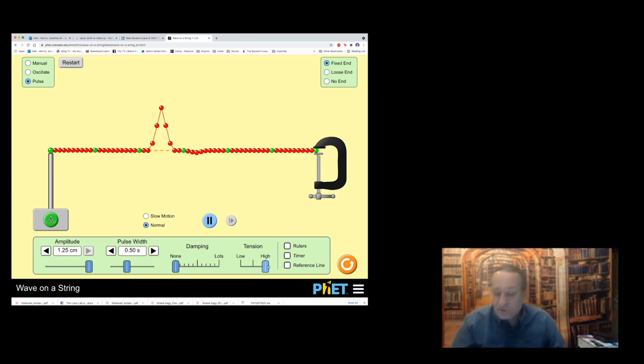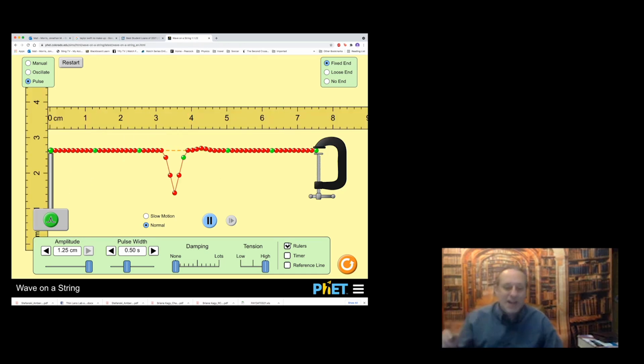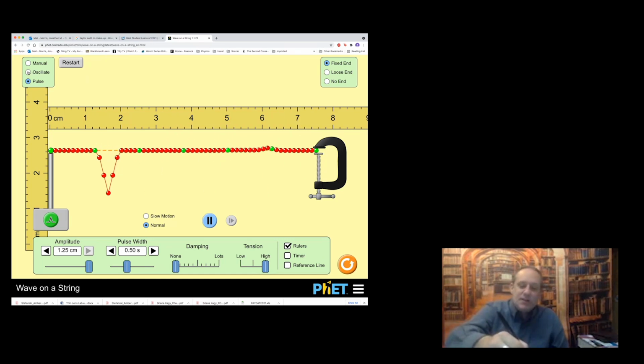We can even use a timer to measure the speed of this wave, because there's a ruler available to us that allows us to measure the length of the string. And so you'll be doing some of those things in the lab simulation. But the one that's the trickiest is the following.